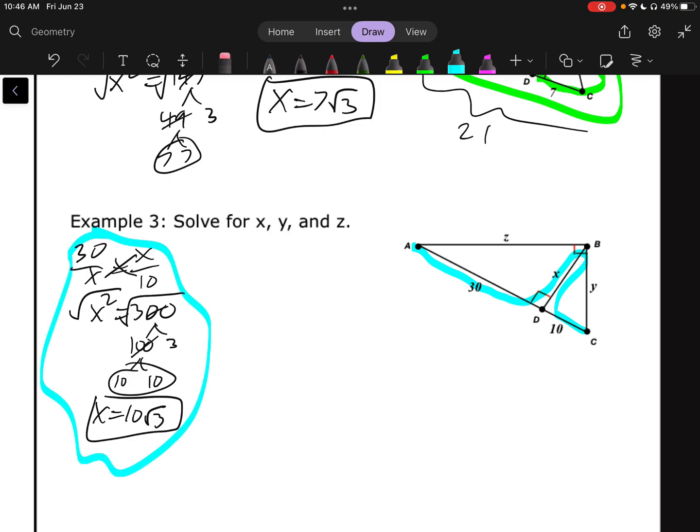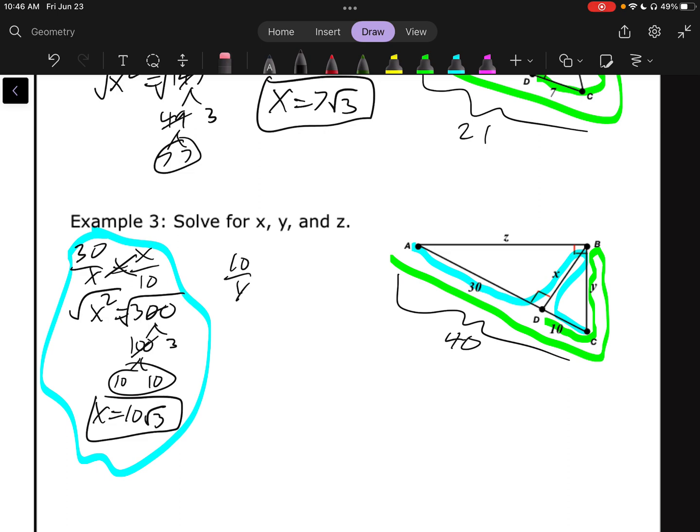What else do we have? Well, for y, I can do 10 over y equals y over 40. Y squared is equal to 400. Square root that, I can do 100. No, that's just a perfect square. Ooh, that's just 20. Nice.